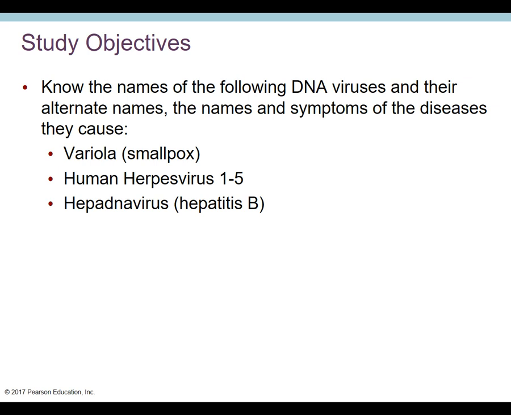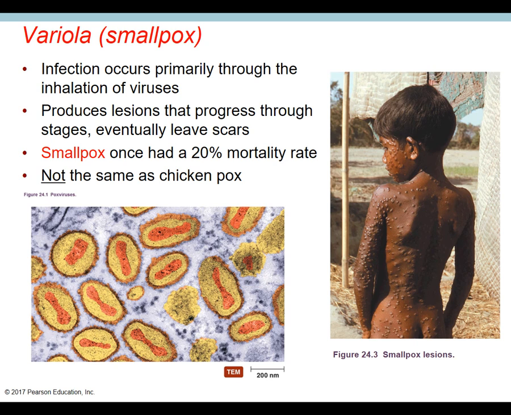So we're going to look at smallpox, which is variola, 5 of the human herpes viruses. There are more than 5, but we're going to look at the first 5. And Hepatitis, which causes hepatitis. So variola is smallpox. And one thing I want to point out is that smallpox is not the same thing as chickenpox. Sometimes students get confused because they both have the word pox.